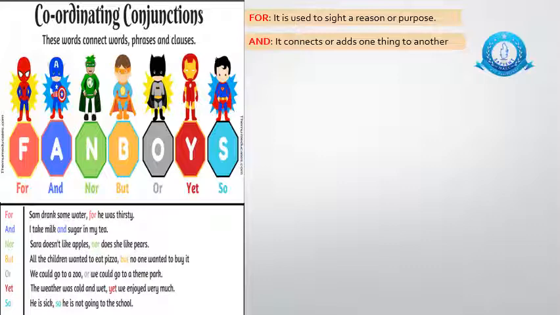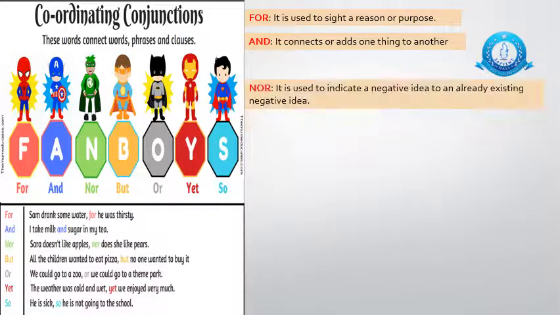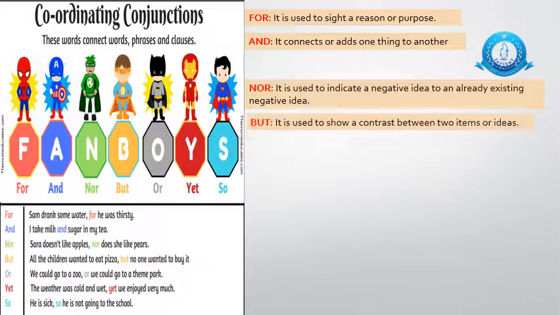And is a very popular and very useful one, and one that you all know quite well. It connects or adds one thing to another. I take milk and sugar in my tea, for example. Nor is used to add a negative idea to an already existing negative idea. So, for example, Sarah doesn't like apples, nor does she like pears. But is used to show a contrast between 2 ideas or items. So, all the children wanted to eat pizza, but no one wanted to buy it.